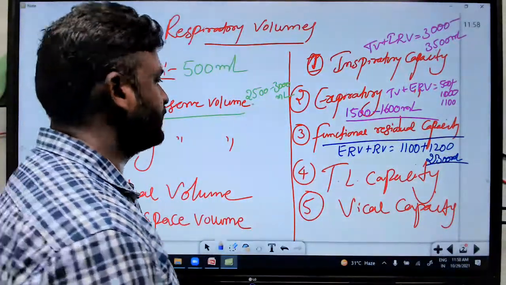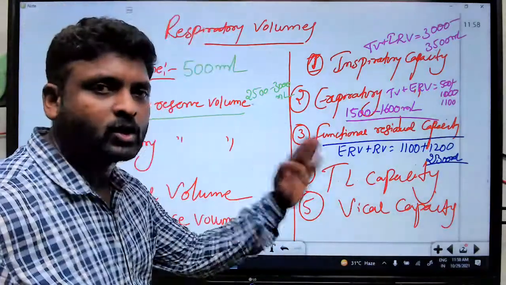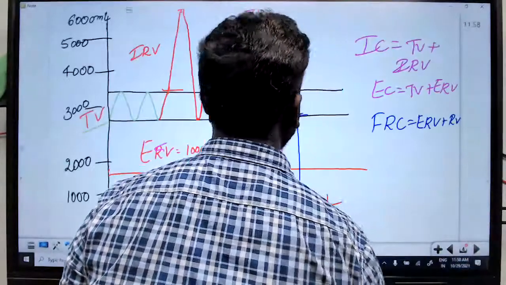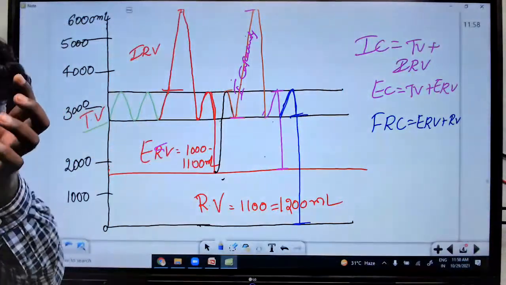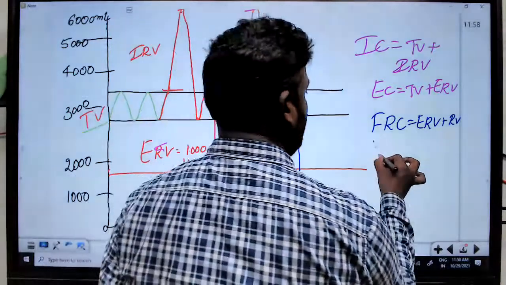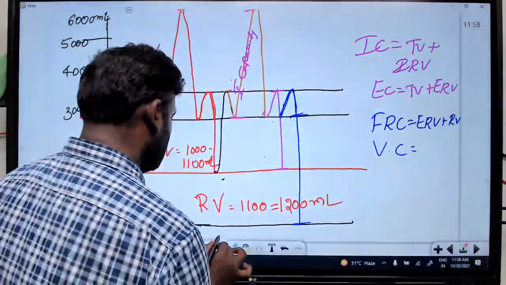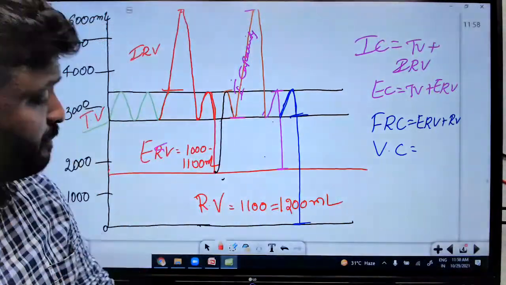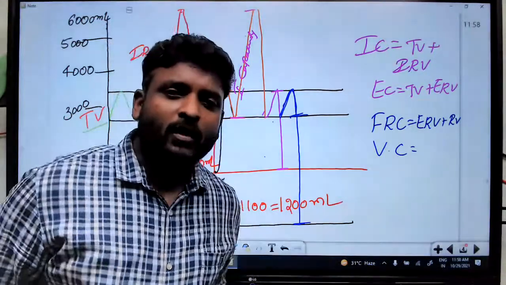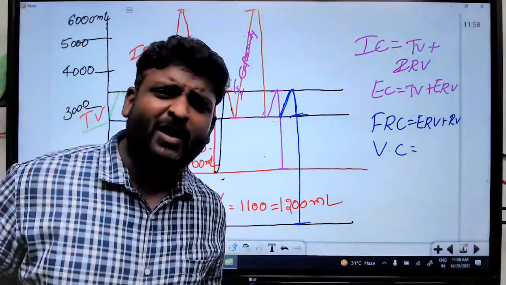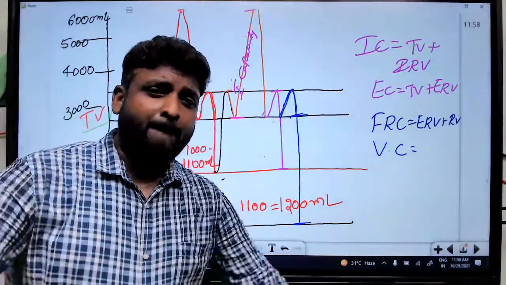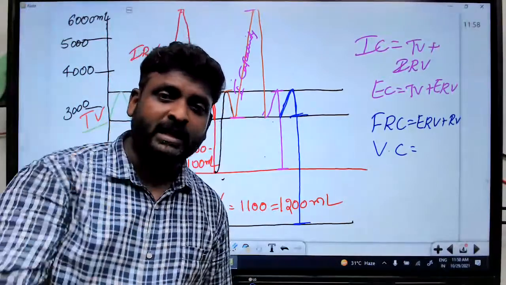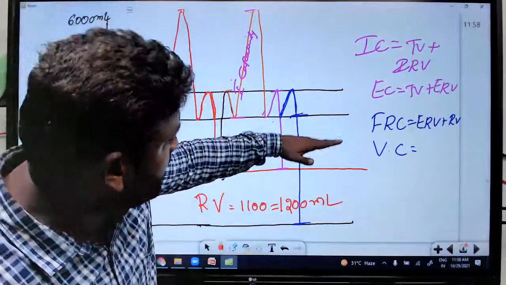Got it? At last, two more: the total lung capacity, and next, the vital capacity. We have discussed vital capacity. What is vital capacity? It is the maximum volume of air a person can breathe in, inspire, after forceful expiration. Means first you have to do forceful expiration up to here.